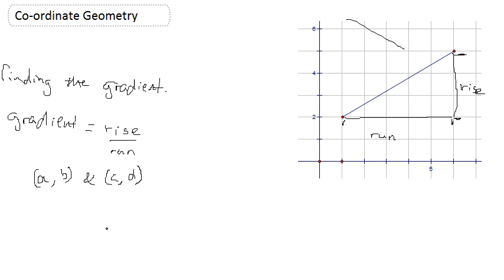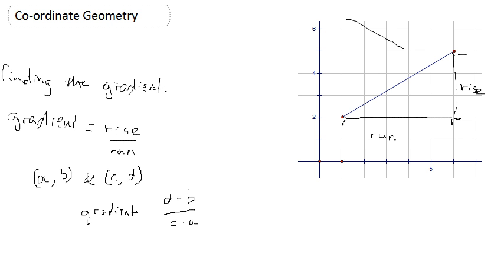then to work out the run, let's do the rise first. To work out the rise, you're going to do D minus B, and to work out the run, you're going to do C minus A, and that is going to give you your gradient.